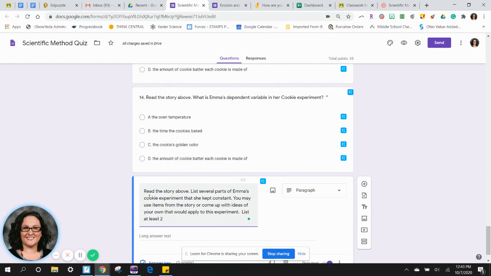Question 15. Based upon Emma's cookie experiment story, list several parts of the cookie experiment that she kept constant. You may use items from the story or come up with ideas of your own that would apply to this experiment. List at least 2.